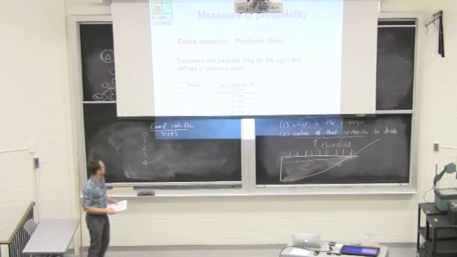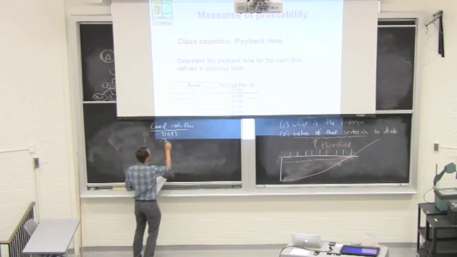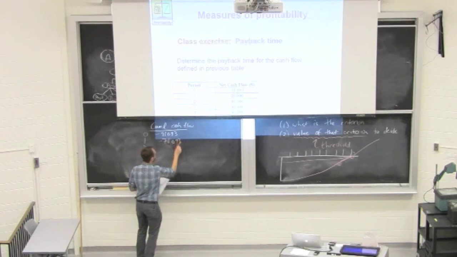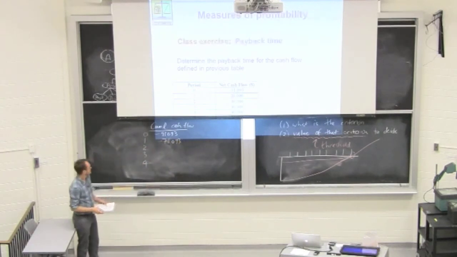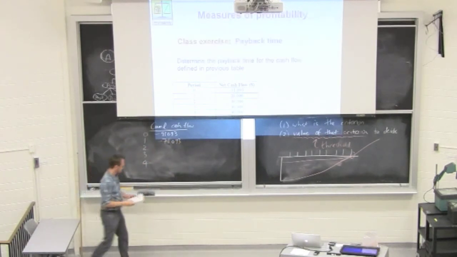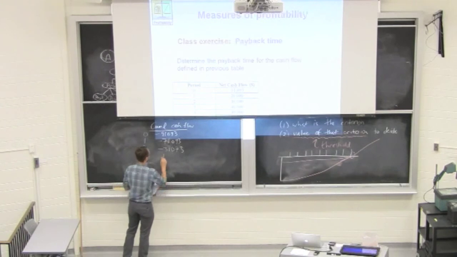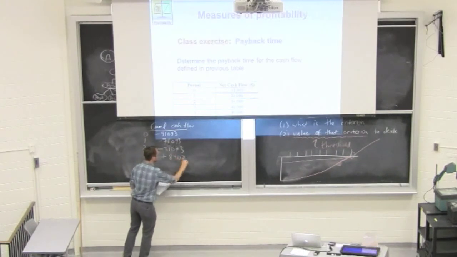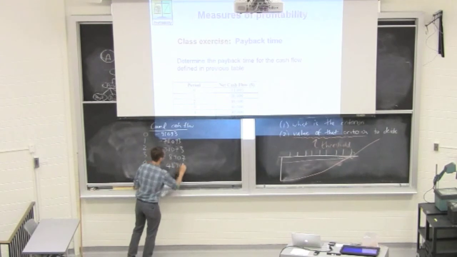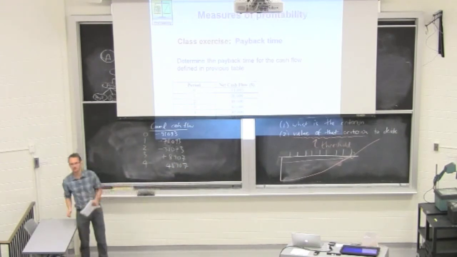So the first year you start at negative 91,000. After 20,000 flows in, you're at a balance of minus 71,000. Then in your next period, you're at minus 31,000. And then you're at positive 8,907, and then 48,907. Okay, so what's your payback time?